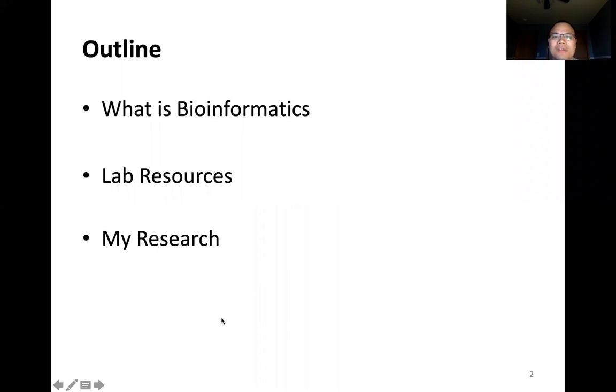Look at the agenda. First, I want to talk about what bioinformatics is, then resources used in my lab, and last, briefly about my research.